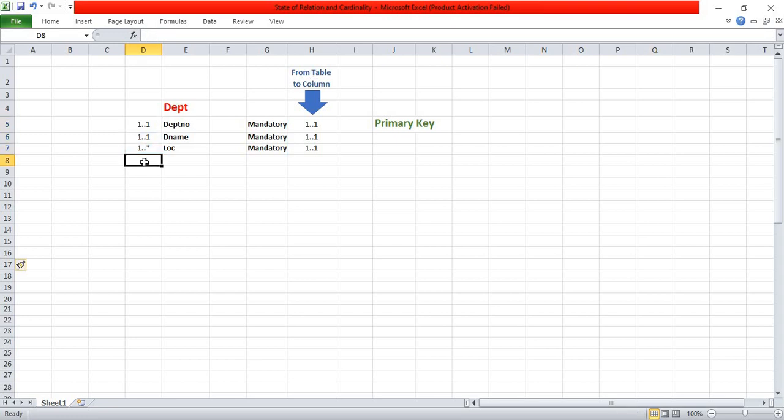Here it was from table to column. Now here it is from column to table. Okay, this is from column to table. When I'm talking about column to table, how do I compare? Can a department number exist for more than one department? No, right? Because one department can have only one number.